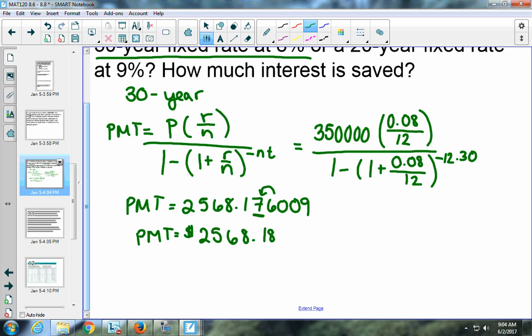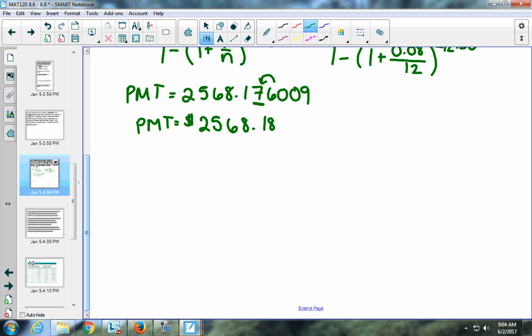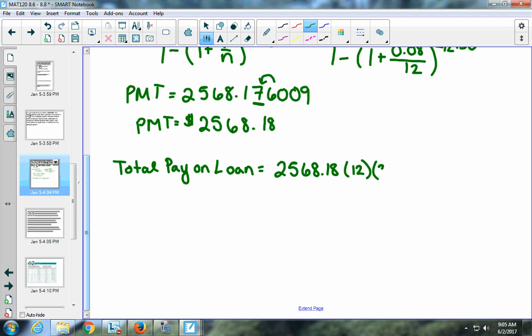But they don't ask us which one has the lower payment. They ask us how much interest is saved. So I'm going to try to figure out the interest that I have to pay if I get this 30-year mortgage. The first thing I'm going to do for that is figure out the total amount I pay towards the loan. To do that, I'm going to take that rounded monthly payment. Make sure you use that rounded one. Times the number of payments I make. So my N times my T.